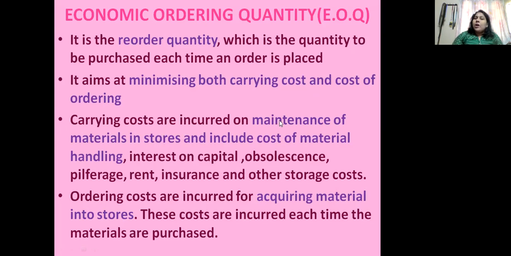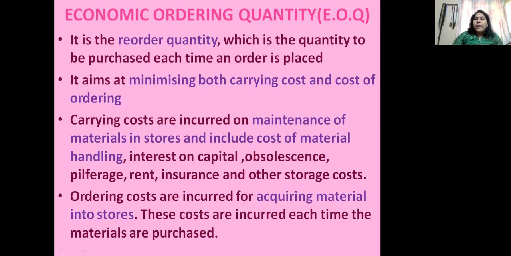Carrying costs are incurred on maintenance of materials in stores and include the cost of material handling, interest on capital, obsolescence, pilferage loss, rent, insurance, and other storage costs. So these all come under the category of carrying costs. And what are ordering costs? They are incurred for acquiring the materials into stores. These costs are incurred each time materials are purchased.